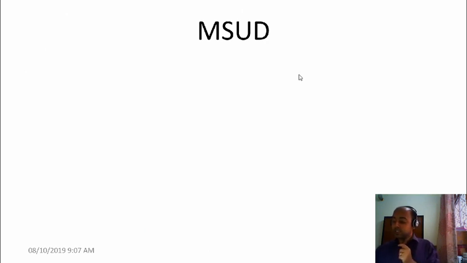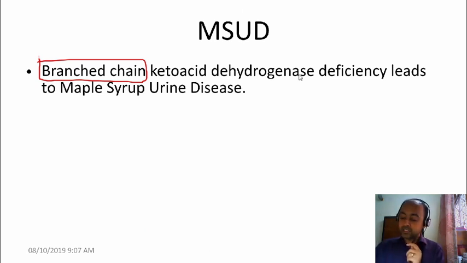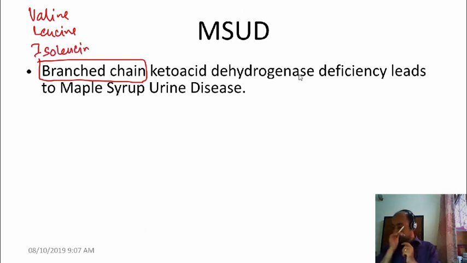So what is happening here? The defect is in metabolism of the branched chain amino acids. Which are the branched chain amino acids? If you recall, we had mentioned yesterday valine, leucine, and isoleucine. These are the branched chain amino acids.